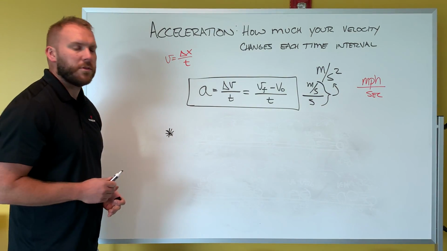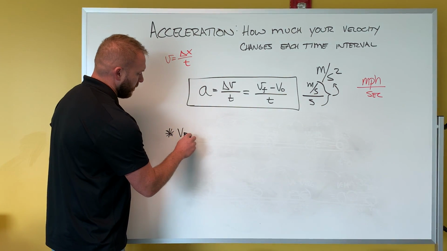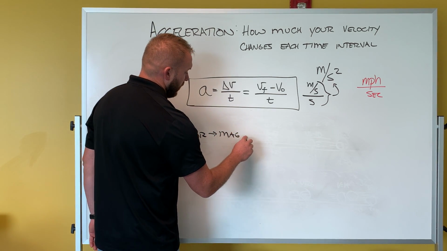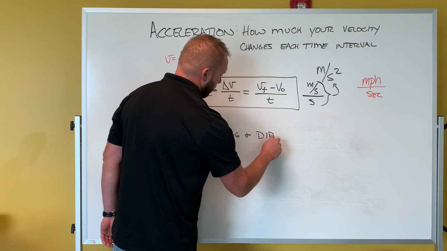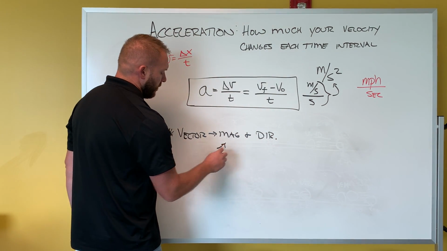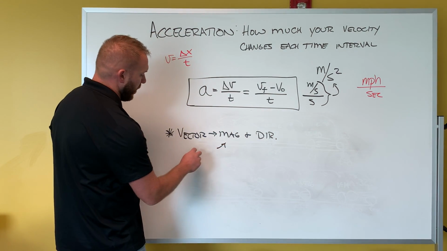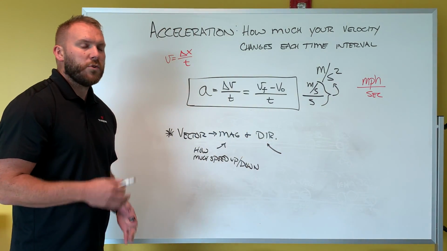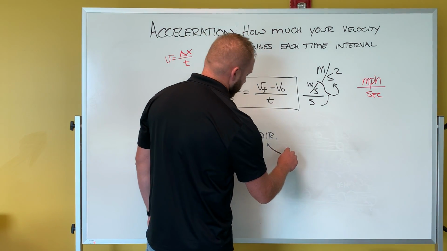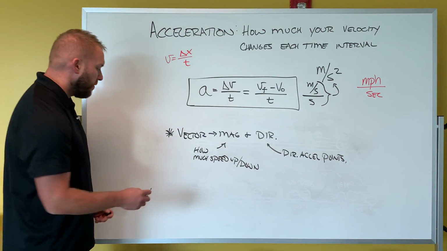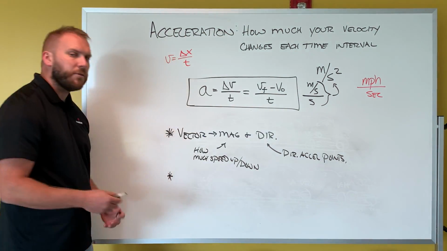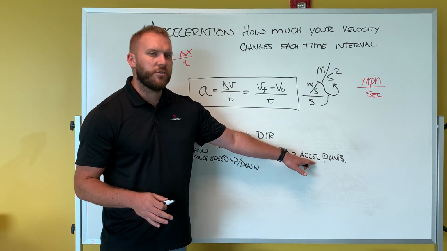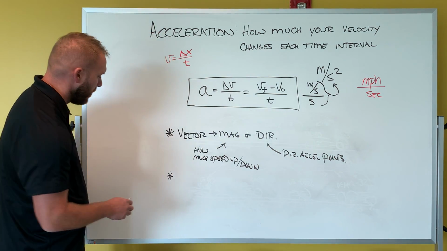Some important ideas with acceleration. One, it is a vector, which means it has both a magnitude and a direction. The magnitude tells us how much you're speeding up or slowing down by. The direction tells me which way is our acceleration pointing. Now, that can be very helpful, because to tell if something is speeding up or slowing down, we have to look at how the acceleration compares to our velocity.